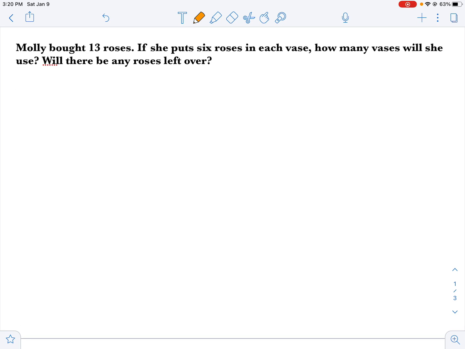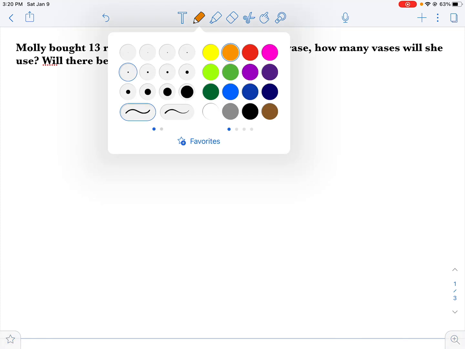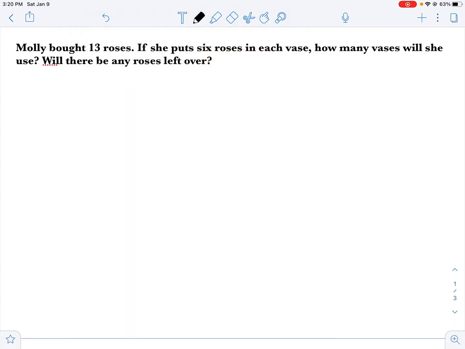Molly bought 13 roses. If she puts 6 roses in each vase, how many vases will she use? Will there be any roses left over? Well, once again, let's go back to that visual. Let's draw 13 roses. Now, I'm not going to make them pretty. I'm just going to draw 13 lines.